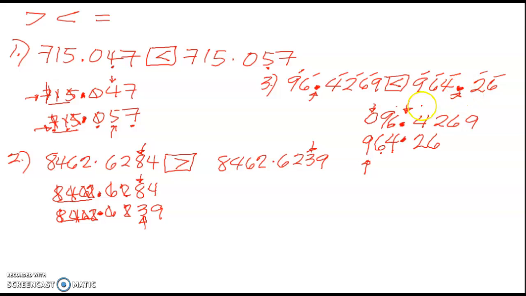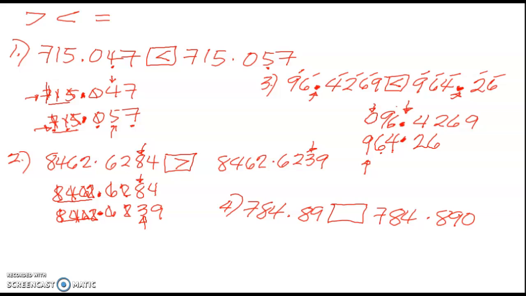So that's why it's very important to align the digits, to align the number, so that you can compare its place value, the place value of its digits. That's very important. Okay? So last example. We have here 784 and 89 hundredths. Compare that with 784 and 890 thousandths.